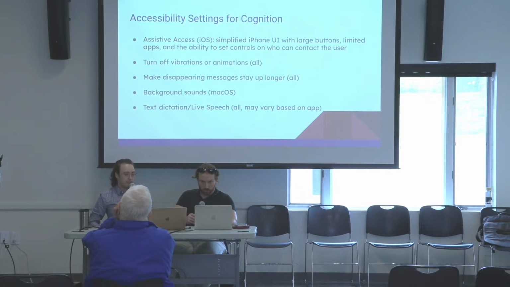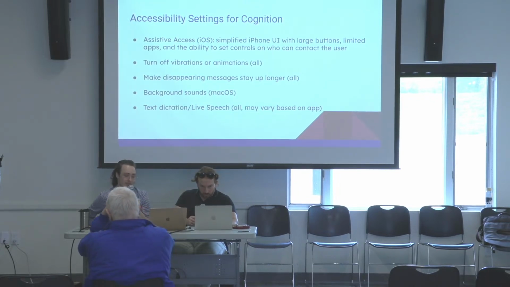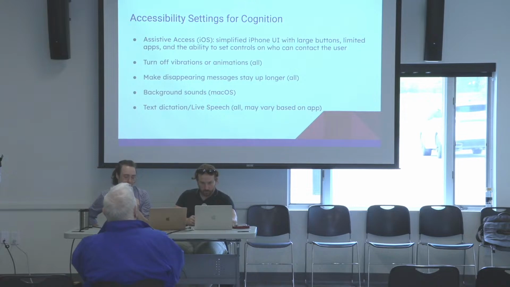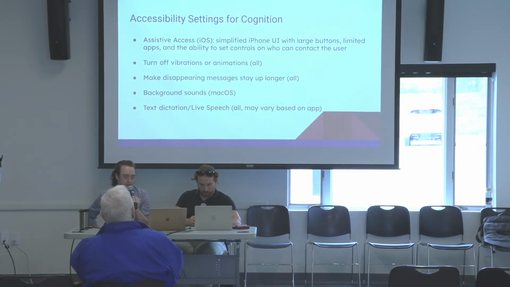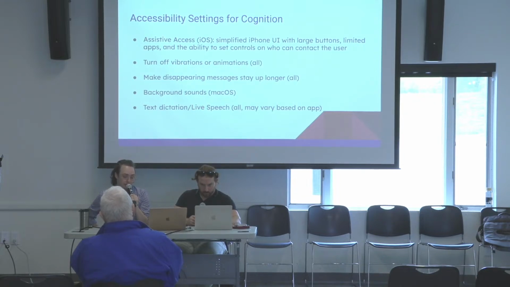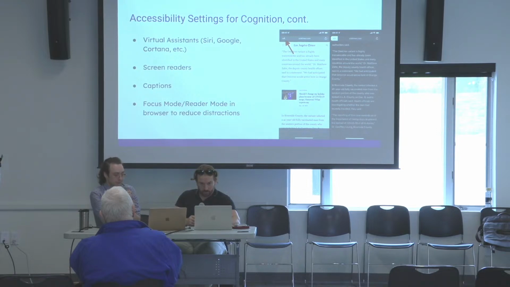And then text dictation, live speech, we talked about that with visual impairments. Again, this can be useful in a variety of situations. That could be like in your messaging app. There's usually a microphone button that you see when you open up your keyboard. So then instead of typing with your hands, it types out what you say. And the alternative could be using something like a virtual assistant, so that's Siri, Cortana, Google, and Meta, to do a similar thing.